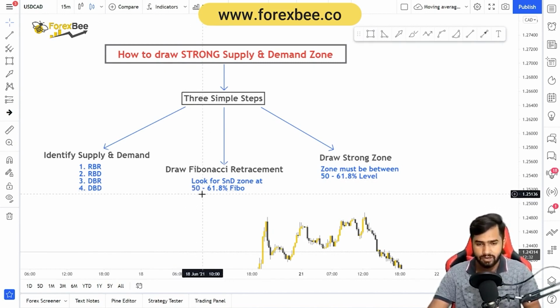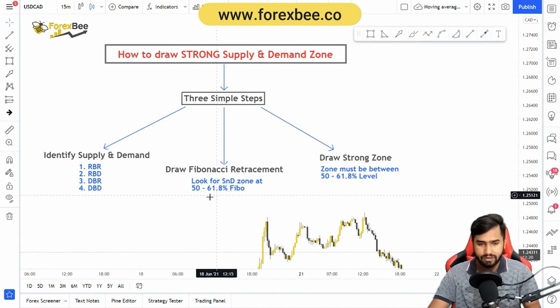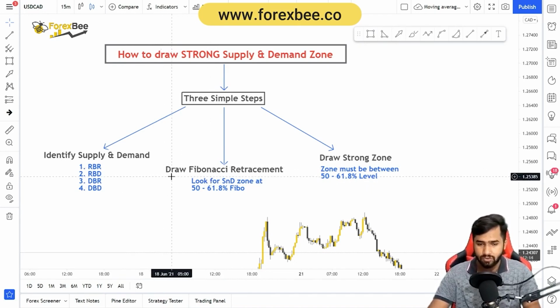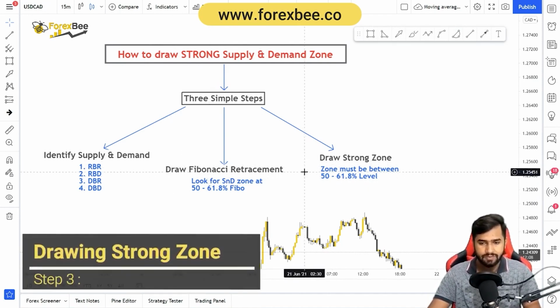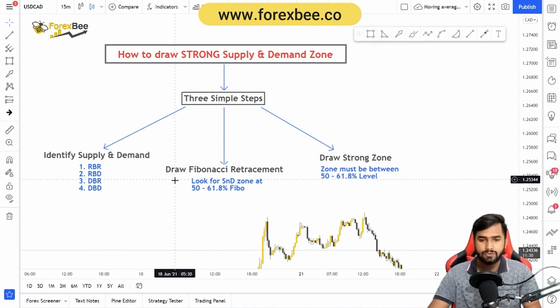The golden zone of Fibonacci retracement is between 50 and 61.8%. If the zone that we spotted in the first step is within this golden zone, the 50 to 61.8 Fibonacci percentage, then that means this zone is a very strong supply or demand zone. And the third step is drawing the zone, or adjusting the zone if it's a little bit out of this 50 to 61.8 percentage level. So these are the 3 steps that we need to follow in order to determine if the supply or demand zone is strong or not.